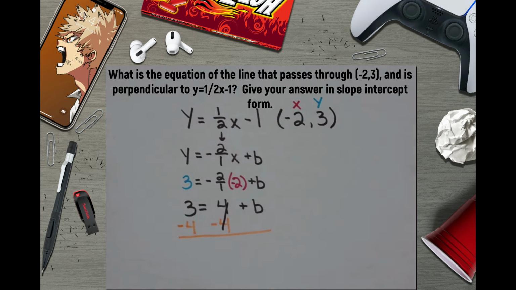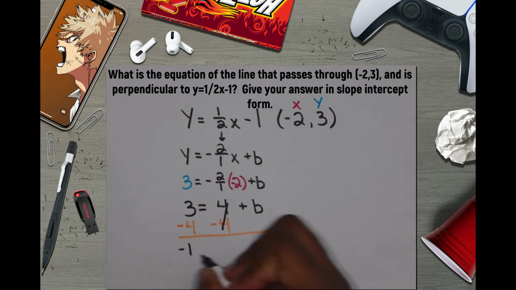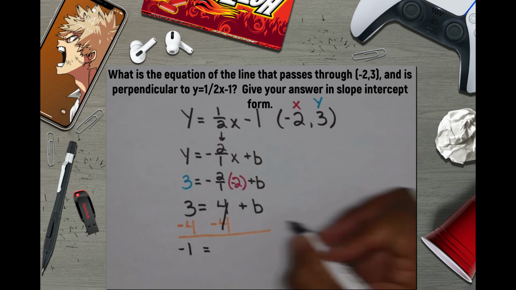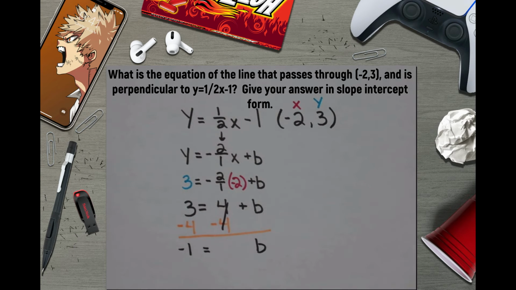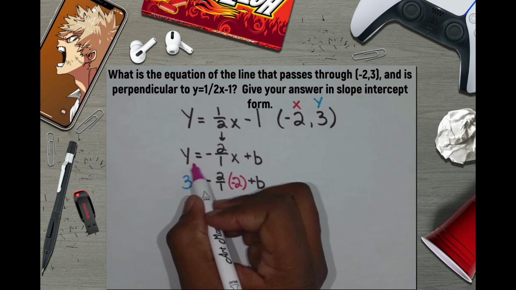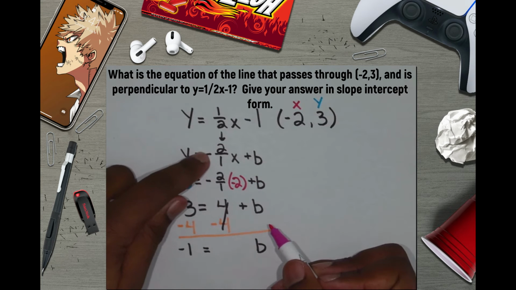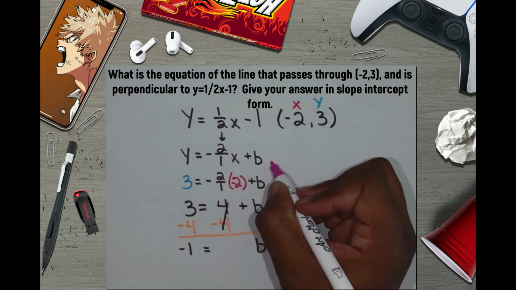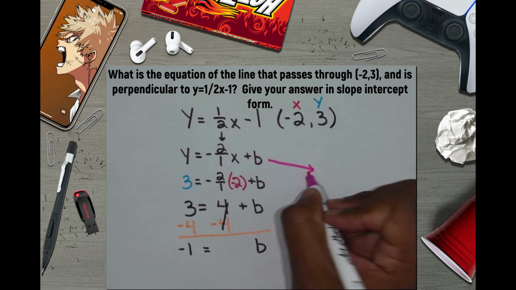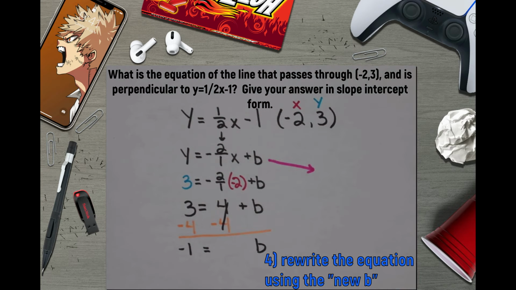This is going to cancel out. 3 minus 4 gives me a -1. Bring down my equal sign. Bring down my b. Then I need to get my answer. This is what I started with, right? y equals -2/1 x plus b. All I'm going to do is rewrite this. And now that I know what b is, I can put it where it goes.